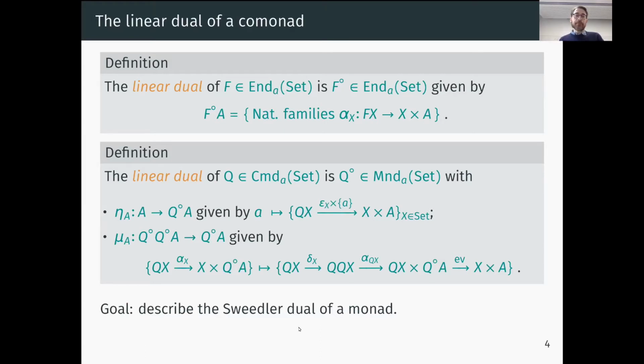Okay? All right, but on the other hand, in the algebra case, finding the Sweedler dual of an algebra is quite hard, in the sense that there's not a terribly explicit description. And so you might think, well, maybe it's going to be quite hard to describe the Sweedler dual of a monad, which remember is going to be some comonad on set. So in fact, it turns out you can give a very nice description of it, and my goal is to tell you what that nice description is. Okay?